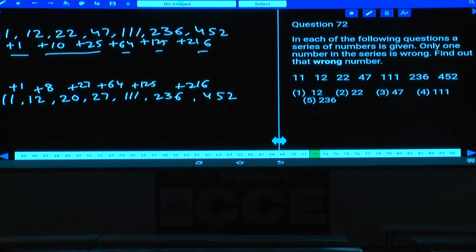Then tell me what is the wrong number here? 11, 12, 22 is the wrong number, 20 is the correct number. Choice 2 is the wrong number. Now this is about paper number 91, question number 68 to 72. Done with this? Yes, any doubts in these questions?